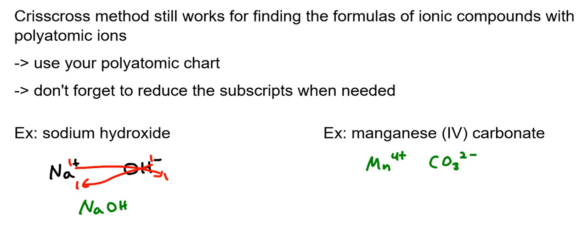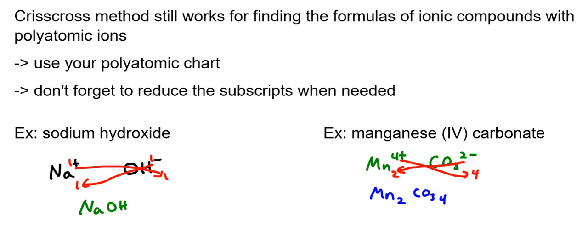There's a couple things I want us to note as we work through the rest of this example. We'll do the crisscross as normal. A 4 comes over here, and a 2 comes over here, and then we can write it out and say it's Mn2(CO3)4. But we can't have 3 and 4 back to back. It looks like 34. It looks weird.